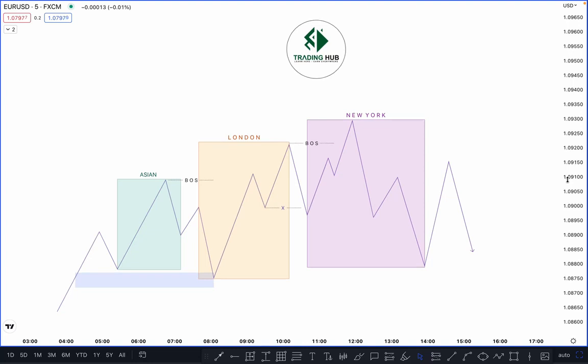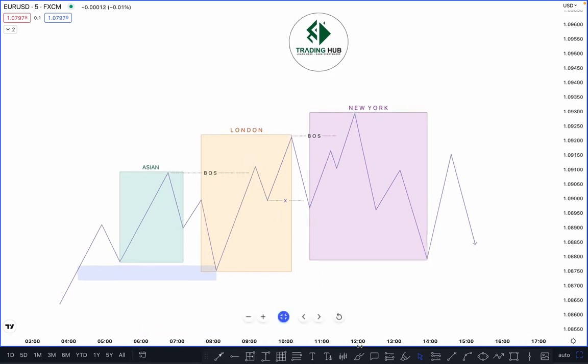And the second scenario is here: if the market breaks the previous session high and closes above it, you will see price close above it, but the market keeps moving to the downside, something like this, and closes below it. Okay, so this is our overall first scenario, right? And what is the next scenario?